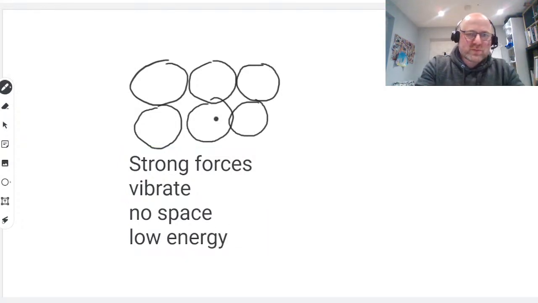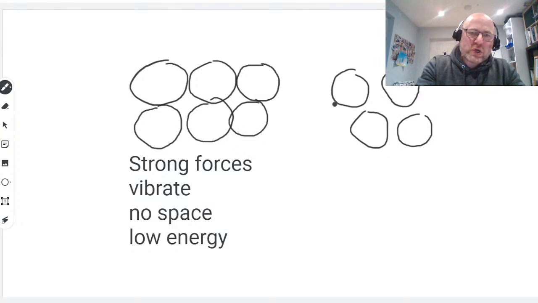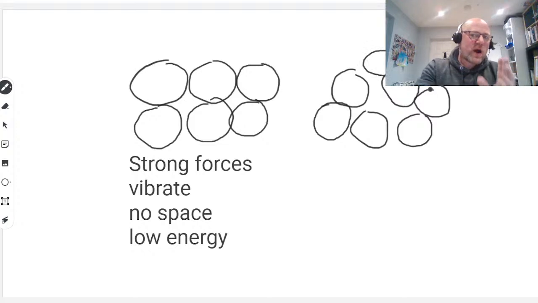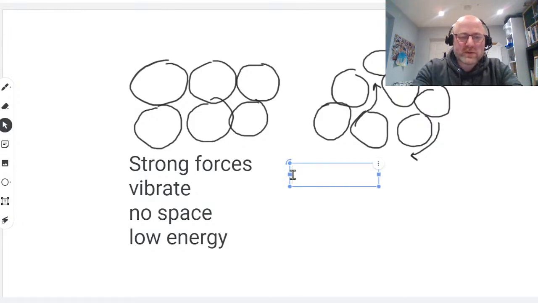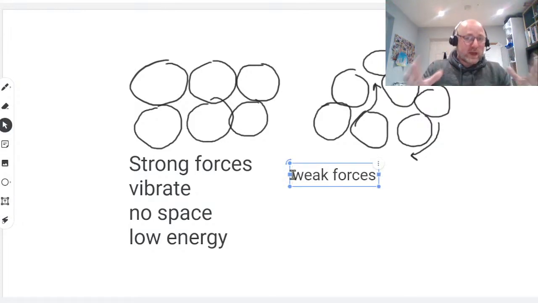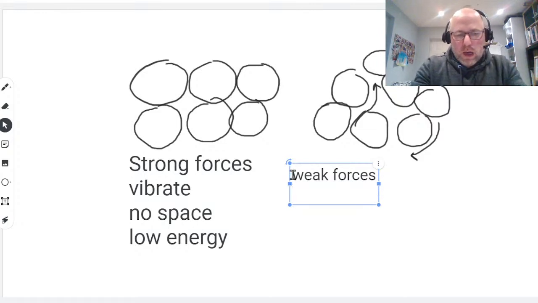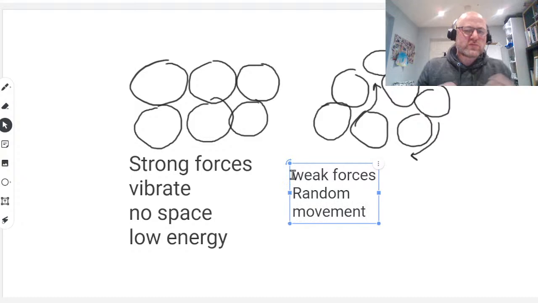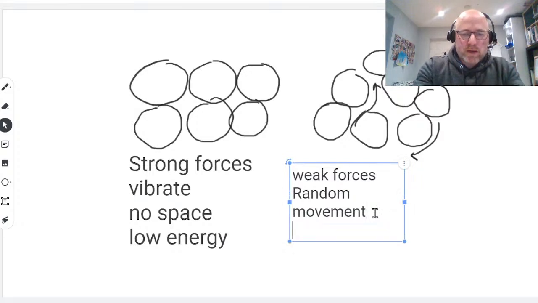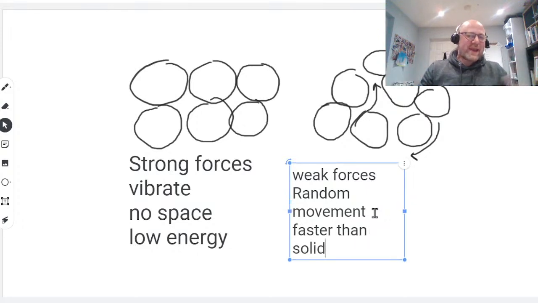Right. Let's look. There's probably something I've missed out there. But you're looking at really just liquids. If you're drawing the liquid diagram, you want them touching, but not in a regular pattern. You want them touching because liquids can move around each other, but they're still touching. So for liquids, we want to say weak forces between the particles, random movement. We can't predict which way each liquid particle is going to move. It's totally unpredictable. Faster than solids, more kinetic energy, more energy.